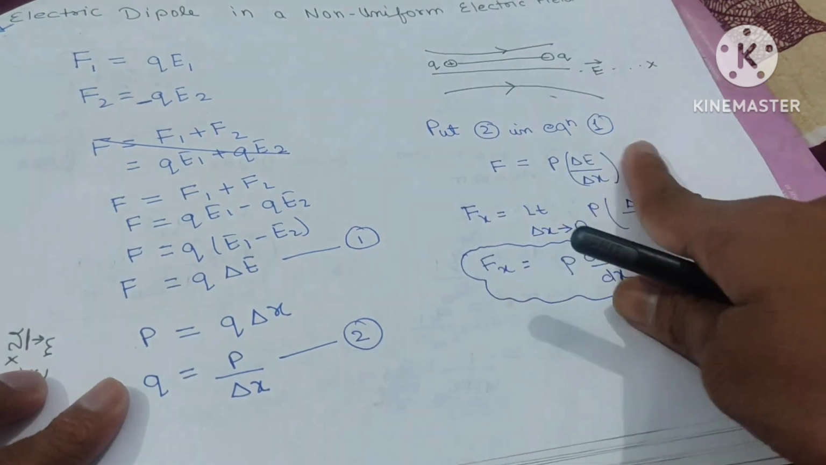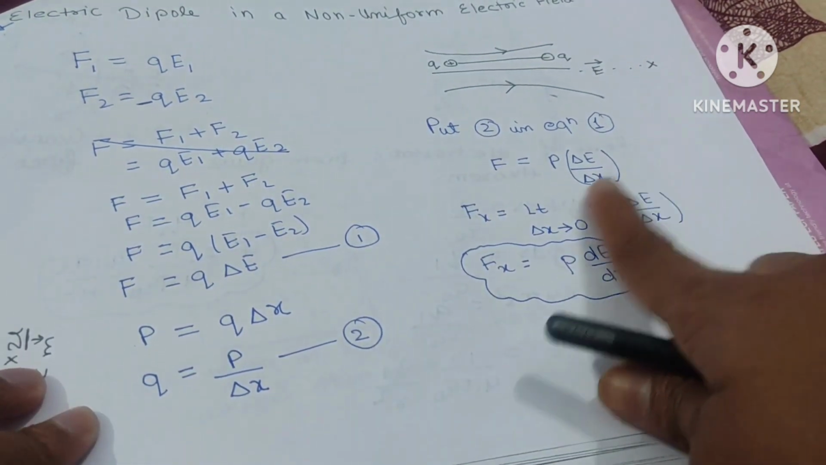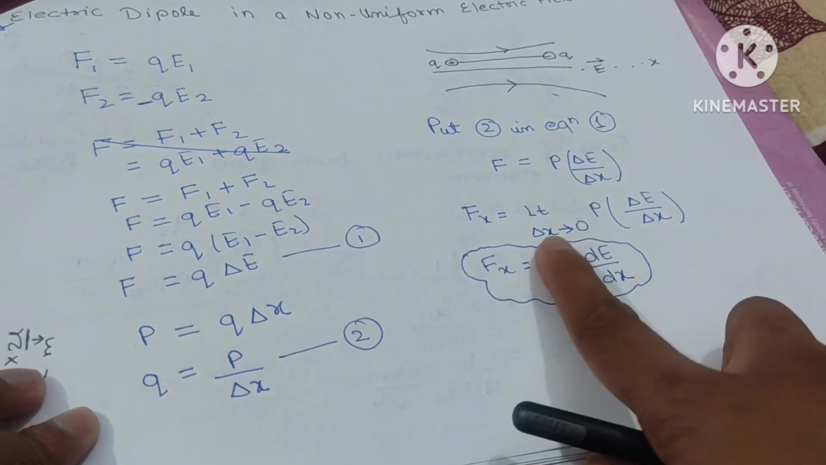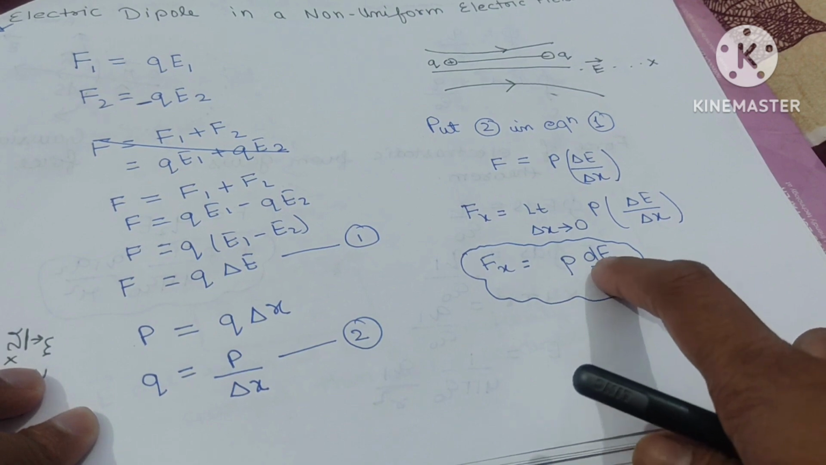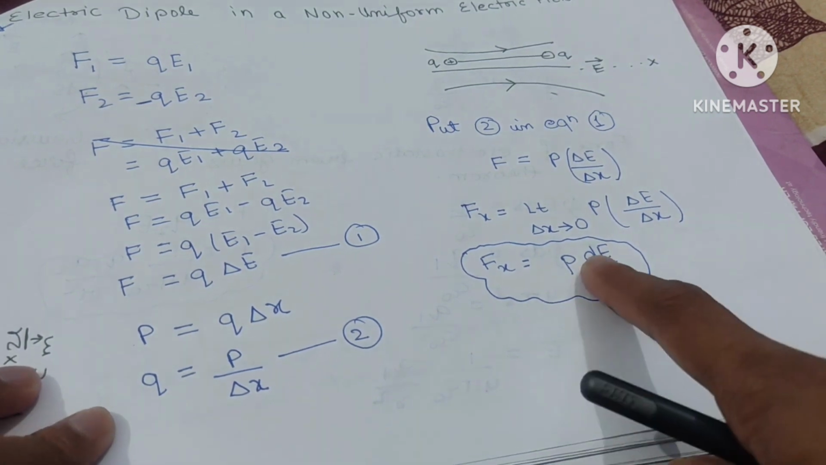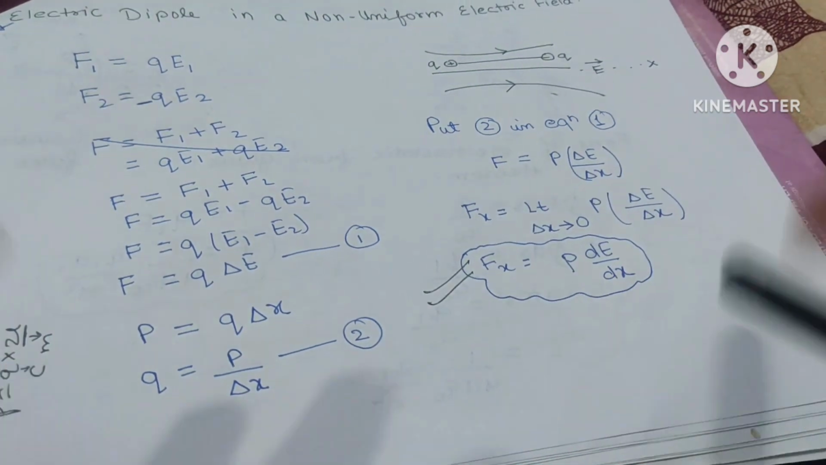Now put equation 2 in equation 1 and you will get this. If we take the limit as delta x tends to zero, this becomes a derivative, dE by dx. So that's our proof. Thank you.